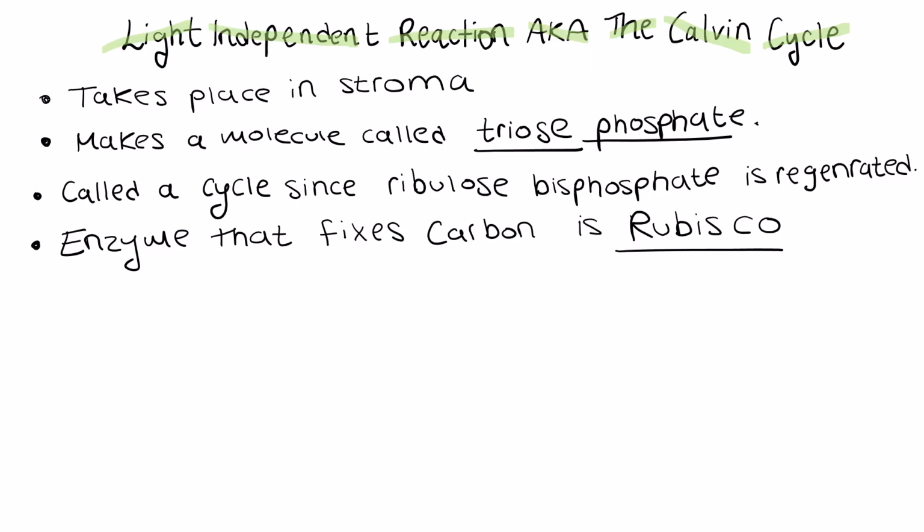The next important part of photosynthesis is the light-independent reaction, also known as the Calvin cycle. The Calvin cycle takes place in the stroma, and it makes a molecule called triose phosphate, which is called G3P. So it's called a cycle since ribulose bisphosphate is regenerated. The enzyme that fixes carbon is RuBisCO.